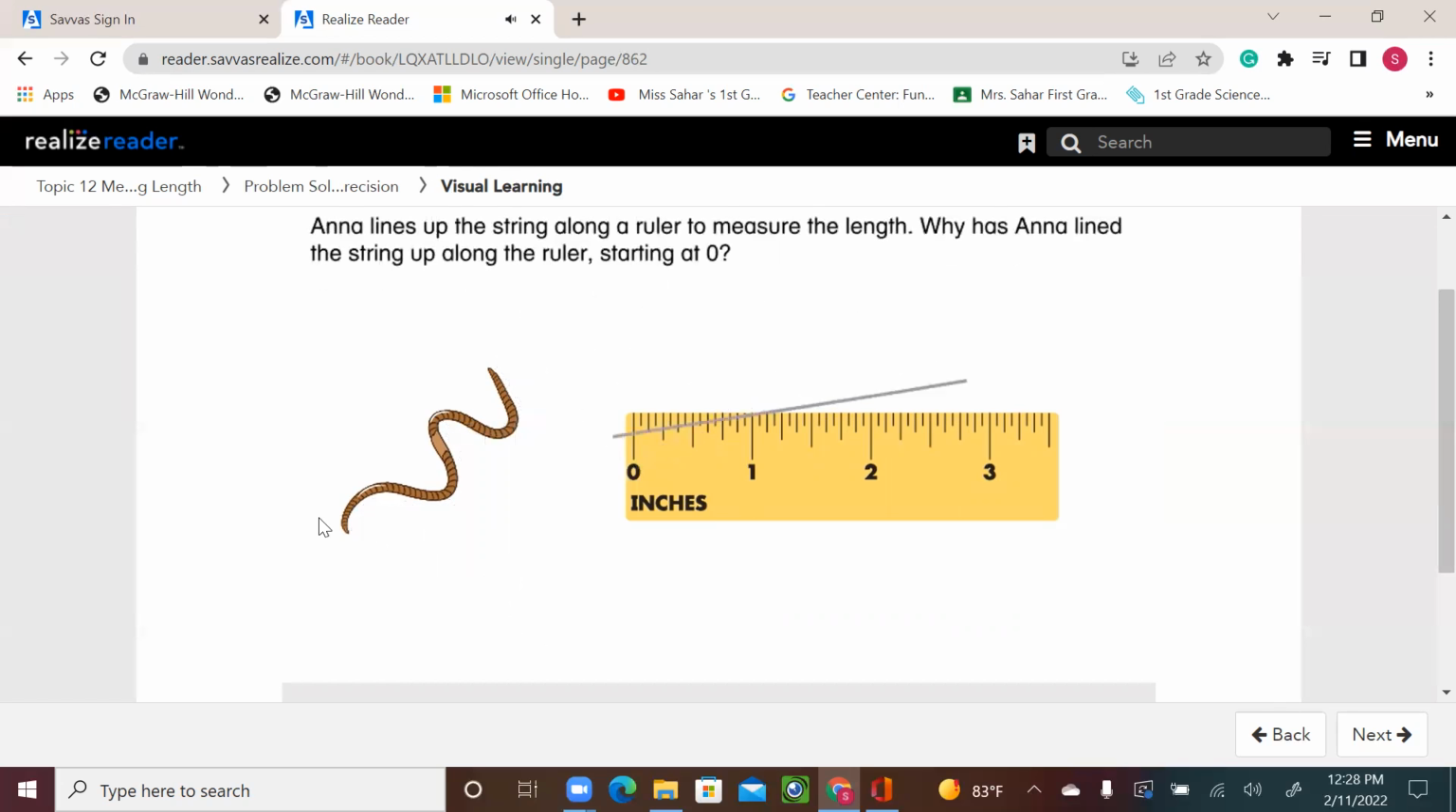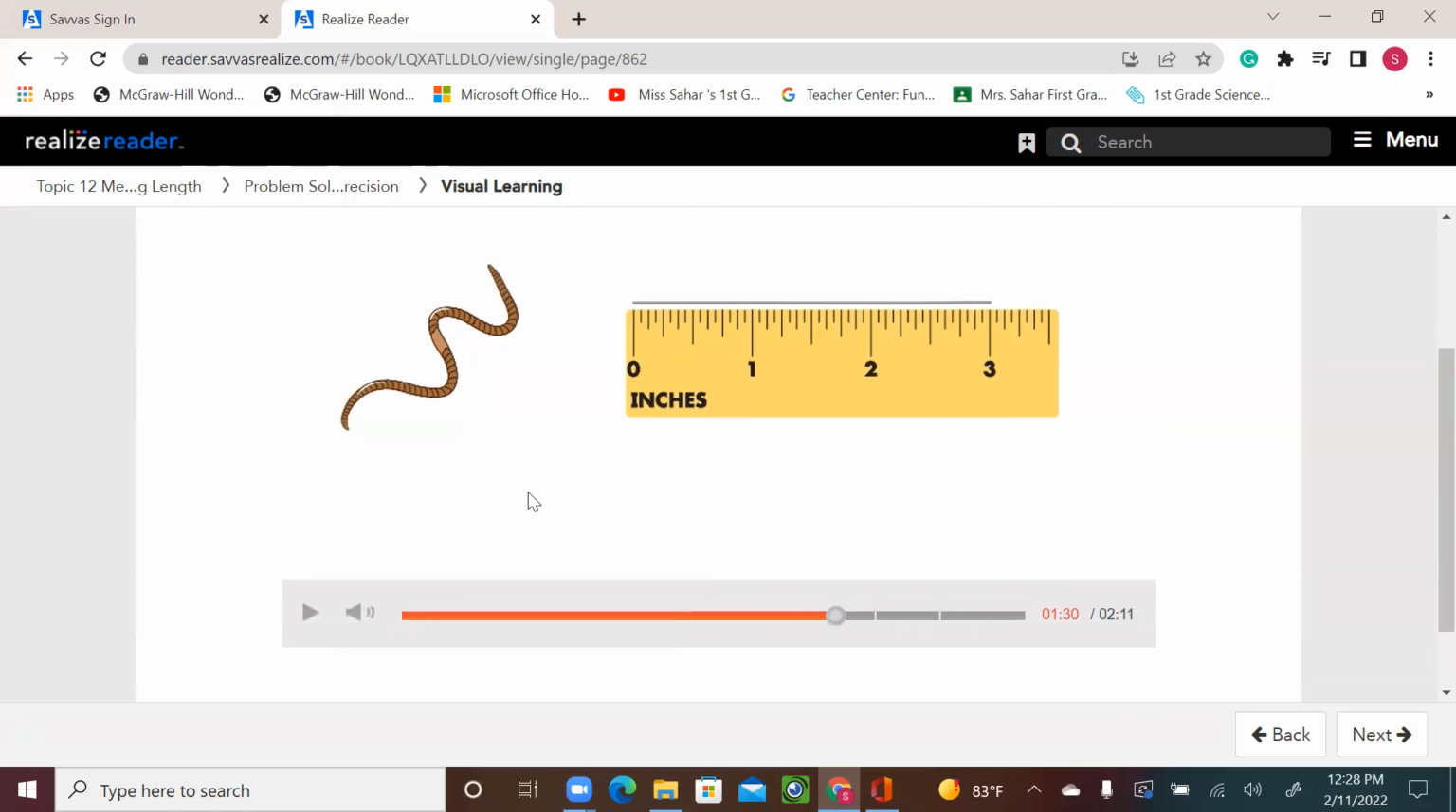Anna lines up the string along a ruler to measure the length. Why has Anna lined the string up along the ruler starting at 0? Because we know this is how we measure. We need to start with the 0, and we can see that the yarn is about 3 inches. So that's why we need to write what unit did she use. She didn't use centimeters, she used inches. So that means this worm is 3 inches.